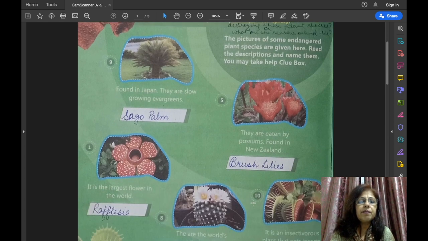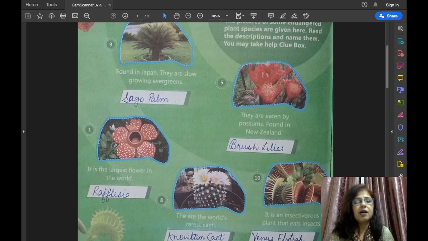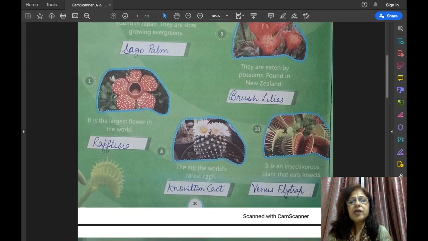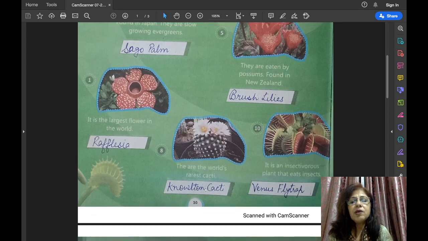Now this is the picture of Rafflesia. It is the largest flower in the world. So which is the largest flower in the world? Rafflesia. So they are the world's rarest cacti. Rarest means not found in large number. So these are the world's rarest cacti, and the name of these cacti are Knowlton cacti.